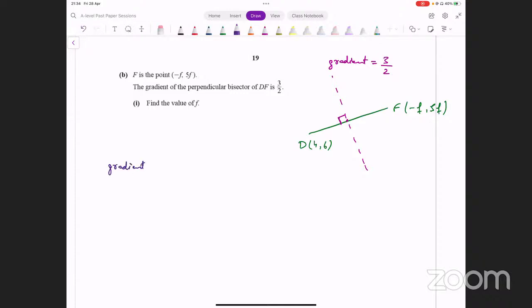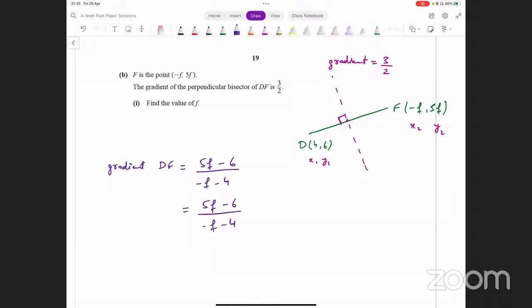Let's find the gradient of DF first of all. What is that going to be? y2 minus y1 over x2 minus x1, right? We can say this is x1, y1 and this is x2, y2. Okay, now what do we get from this? Gradient DF, ये क्या होगा? y2 minus y1, that's 5f minus 6. That's what we get from the vertical axis, divided by x2 minus x1, that's minus f minus 4. Let's simplify this and see what we get from this. 5f minus 6 over, in fact ये वैसे रहेगा, minus f minus 4.